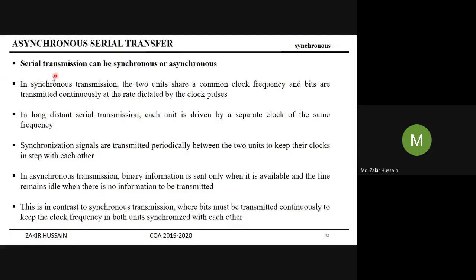So let us continue. Serial transmission can be synchronous or asynchronous. This also we have seen in the paint software. What is meant by synchronous and what is meant by asynchronous is also known to you, because in paint we have already demonstrated. In synchronous transmission, the two units share a common clock frequency, and bits are transmitted continuously at the rate dictated by the clock pulses. At the rate dictated by the clock pulses means, if it is a 20 megahertz clock, every bit will be transmitted at that clock speed.